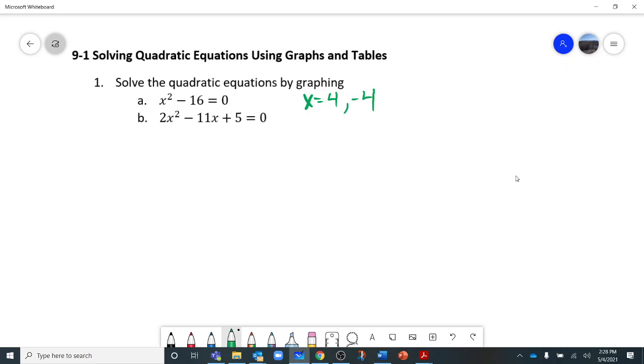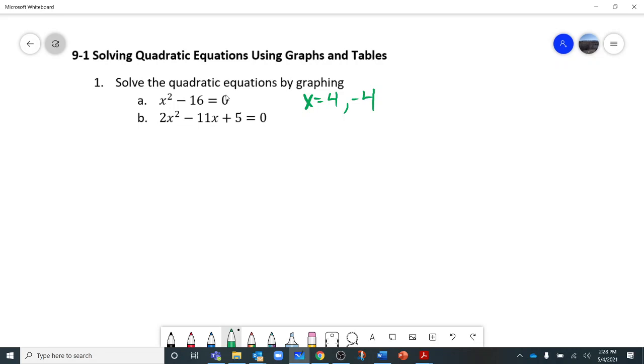When it's equal to either of those, it equals 0, right? So 4 squared is 16, 16 minus 16 is 0. Negative 4 squared is also positive 16, negative times a negative, minus 16 equals 0. Okay, so that's all there is for that one.